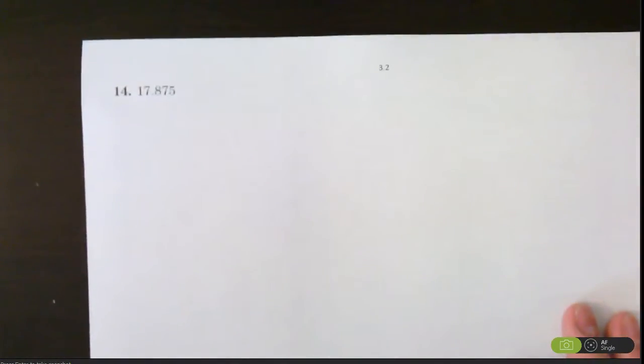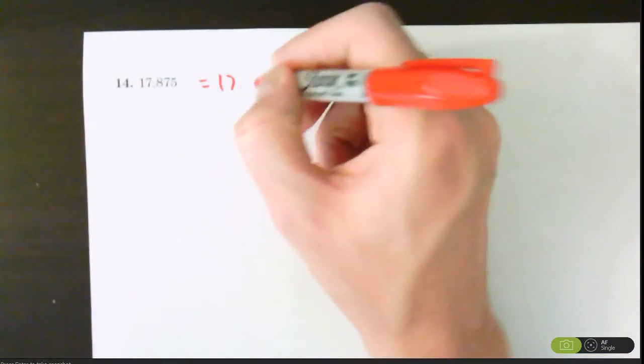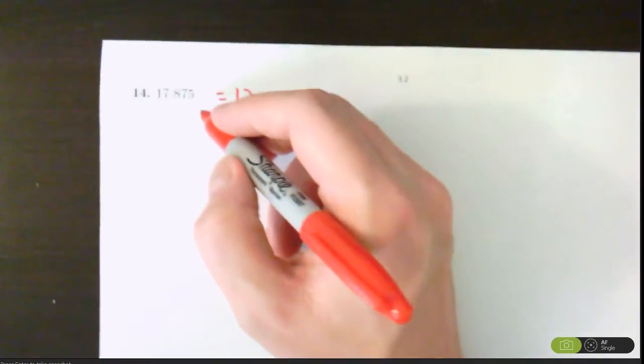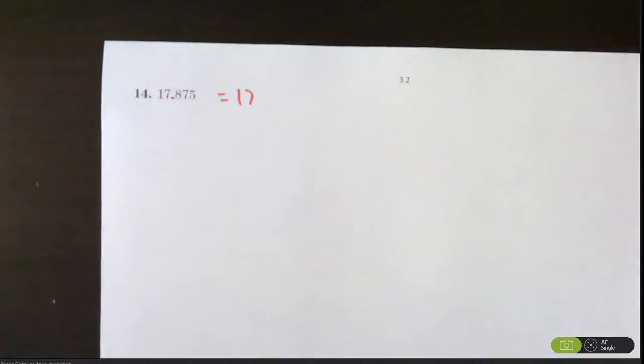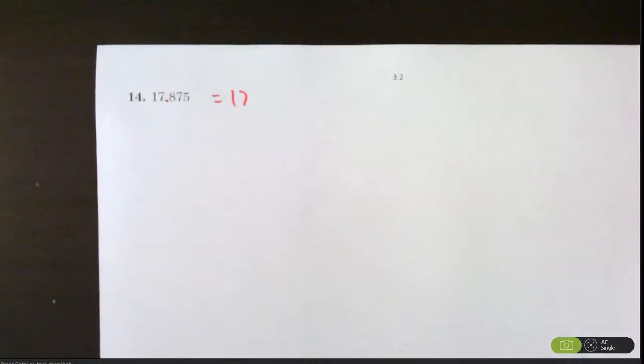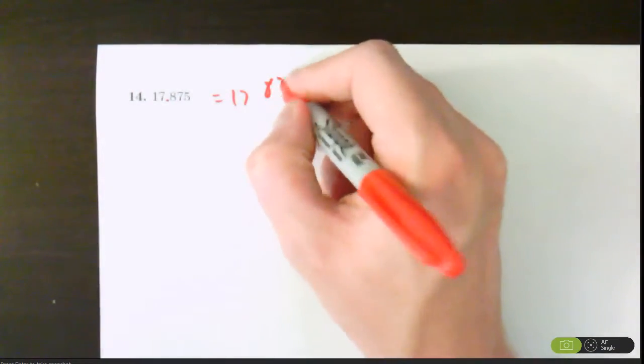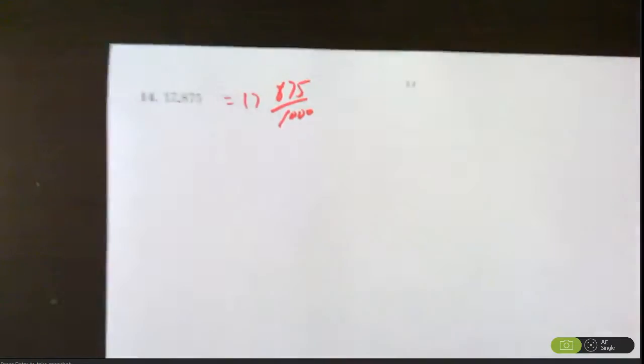Number 14. We are supposed to write this as a fraction. We already know this is 17, and then it's 875. I know it doesn't come out here very well, but there's the decimal point. 875 thousandths, which means 875 over 1,000.